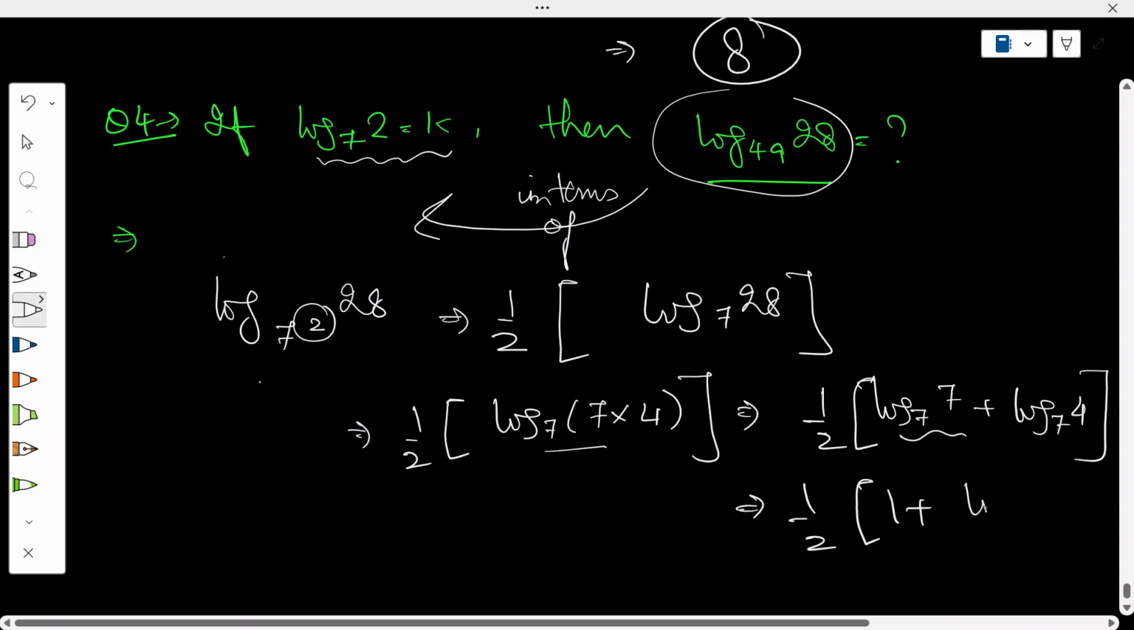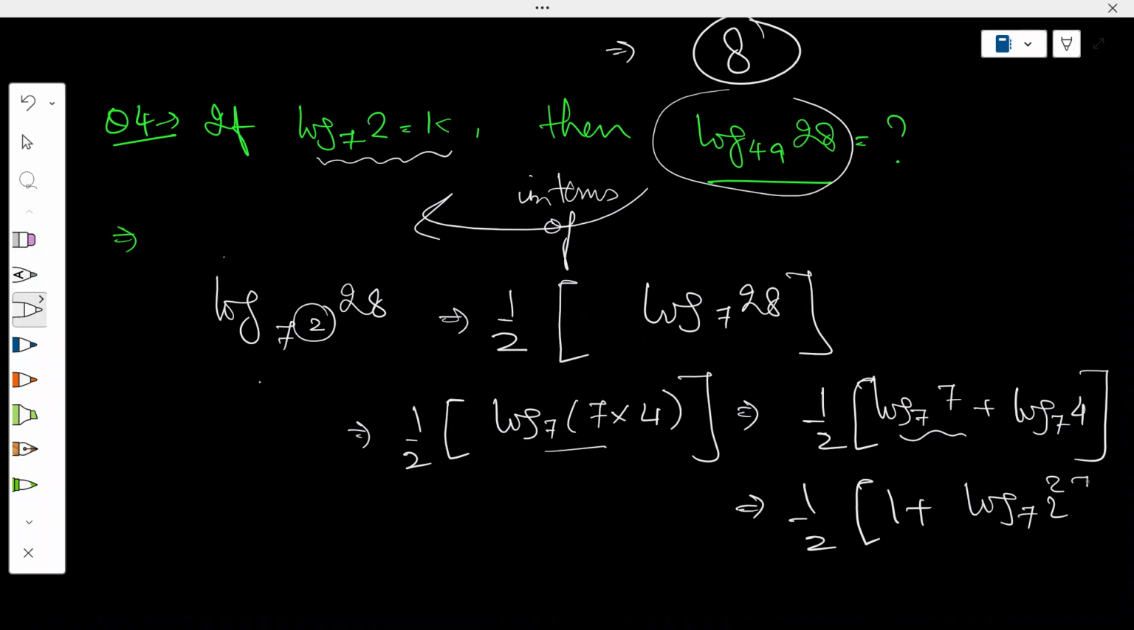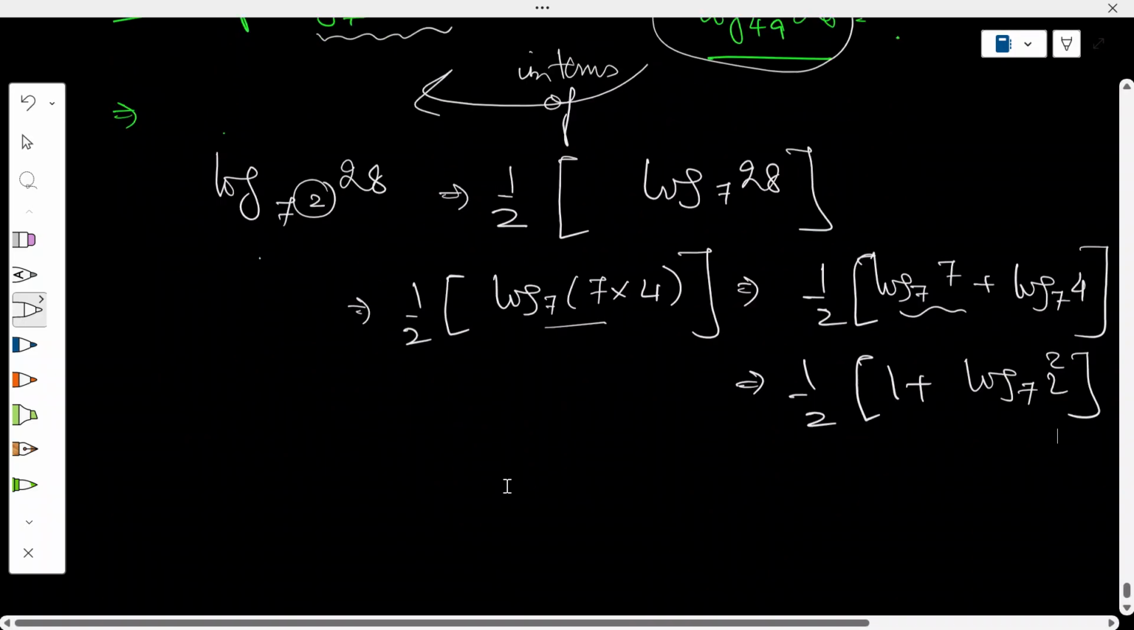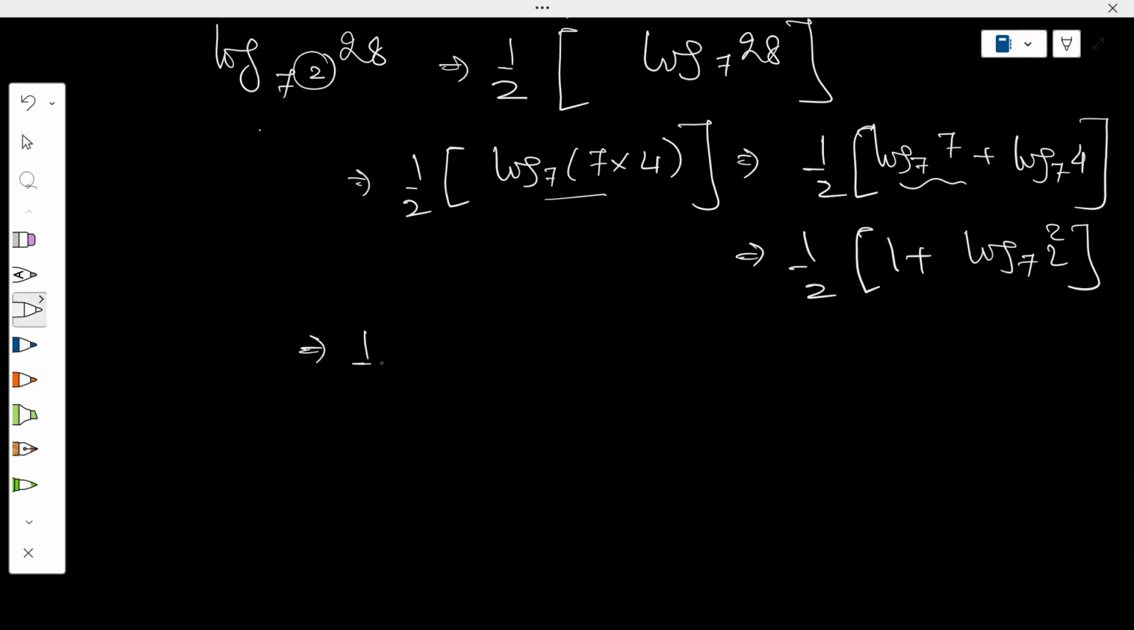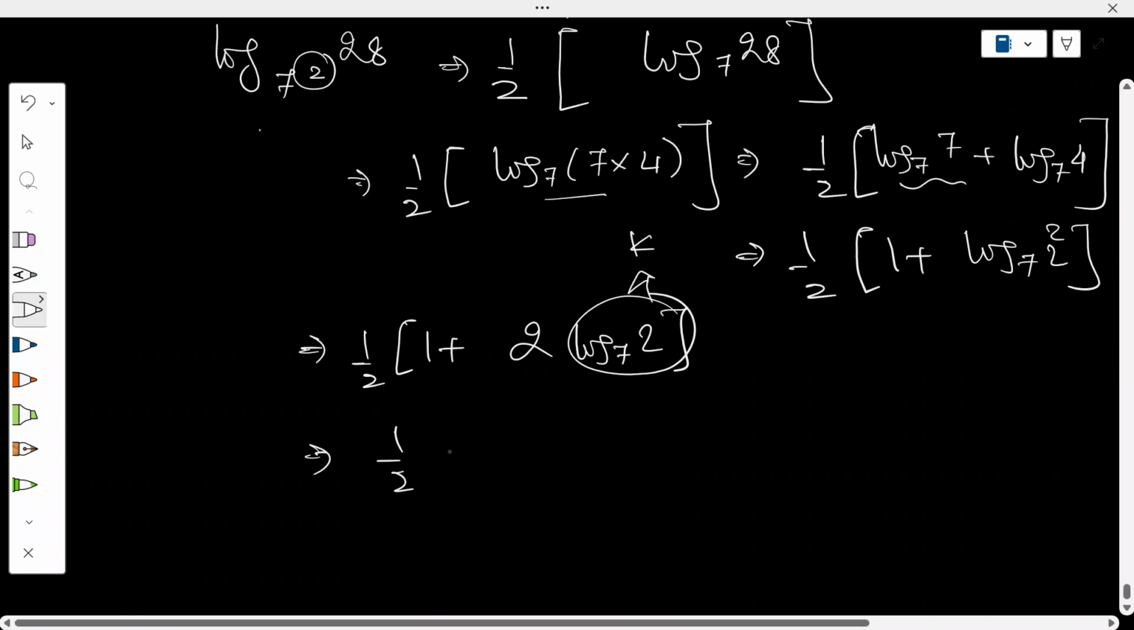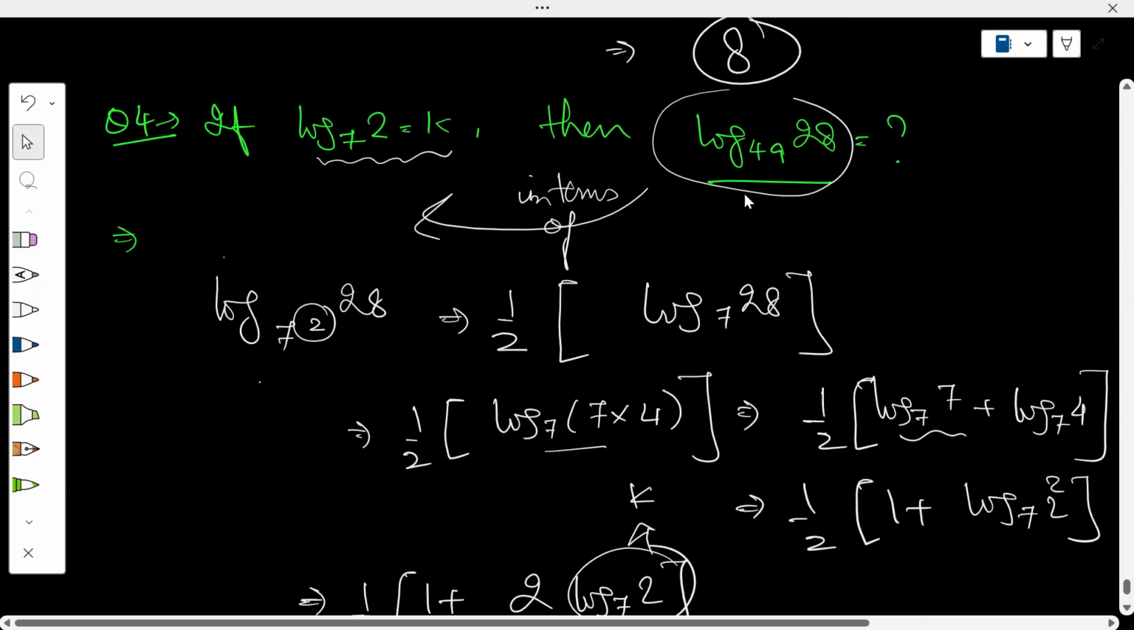and this we can write as log base 7 of 2 squared. Then we can write this as half of 1 plus 2 times log base 7 of 2, and this has the value of k only. So our answer would be half of 1 plus 2k. So we have expressed log base 49 of 28 in terms of k, which is log base 7 of 2.